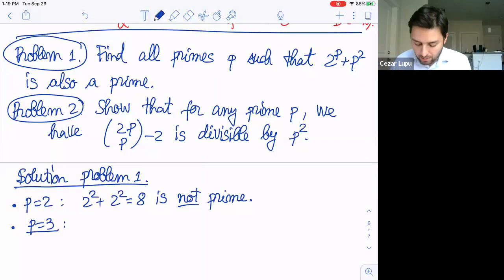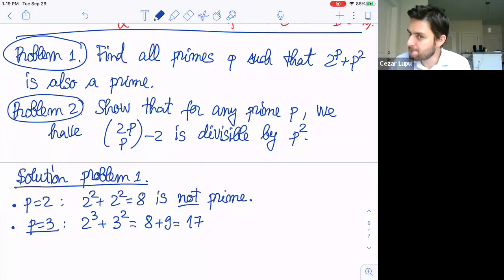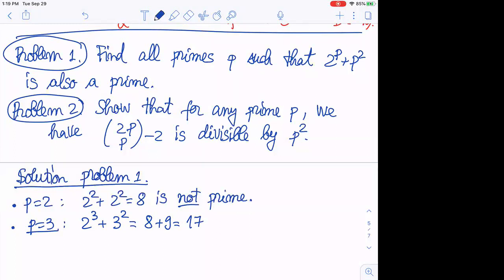Well, for p equals 3, we have 2 cubed plus 3 squared. And this will be 8 plus 9, which is 17. Well, what do you think? Is 17 a prime or not? Is this a prime number or not? Yes, it is, right?